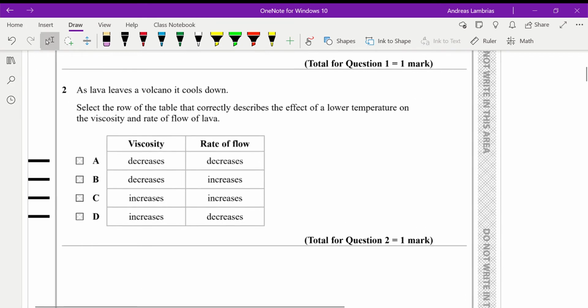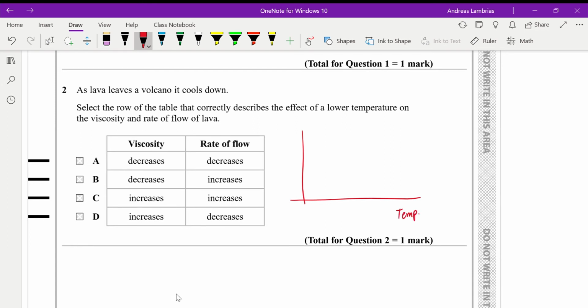For question 2, this has to do with viscosity and temperature. How does viscosity change with temperature in a liquid, in lava? So it's important to realize that it's talking about a liquid because what's happening in gases is exactly the opposite. So if we look at the graph of how temperature affects the viscosity, this is temperature, this is viscosity. For a liquid, the graph goes like that.